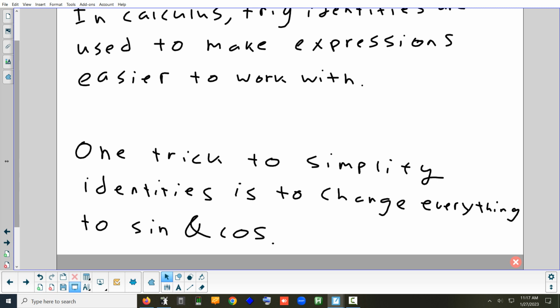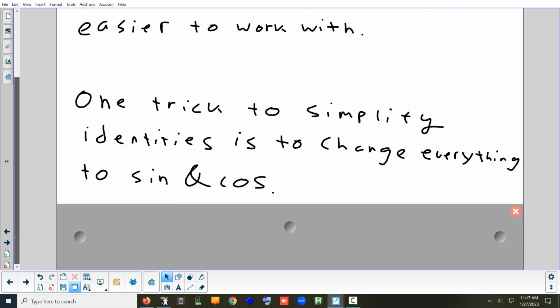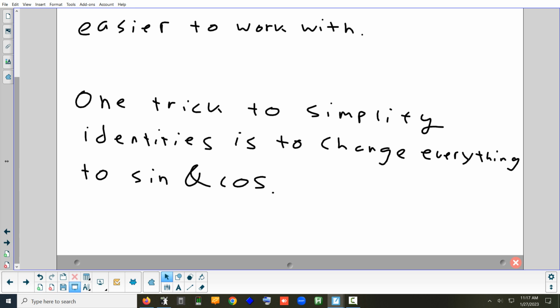Now, I'm not saying you're going to do that 100% of the time. There might be a time where it's easier to not do that. It depends on the problem. But a good amount of the time, this is a good idea to try. Okay? Change everything to sines and cosines. We're going to try that.